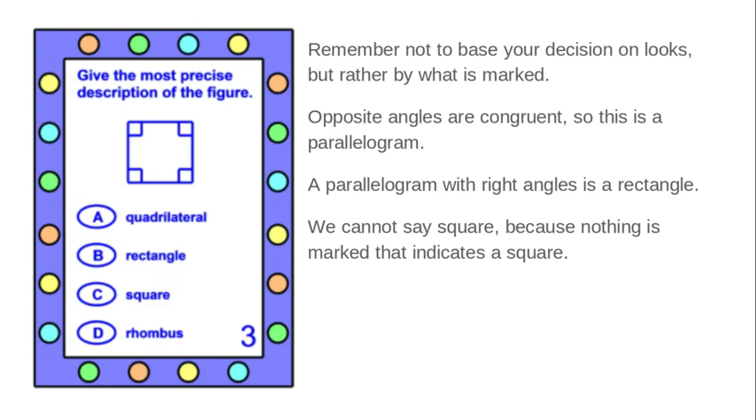That's it. So our final answer simply has to be B, the rectangle. I know it looks like a square. I'm aware of that, but it's not, because you can only go by what is marked on your figure.